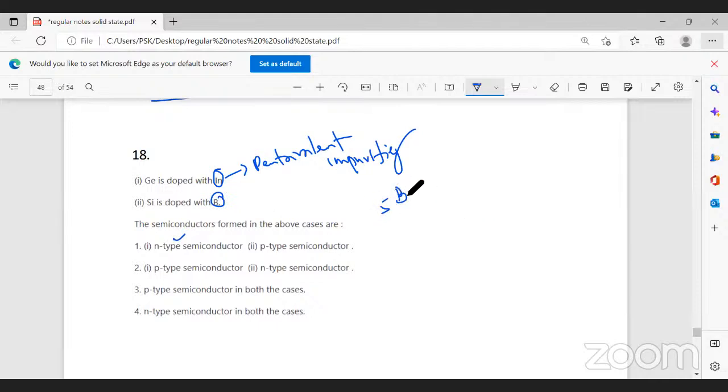And boron is a trivalent impurity. Boron atomic number is 5. When we say it's a trivalent impurity, it will give you what? P-type semiconductor. Therefore, the answer for this question will be option 1. 18th question is option number 1.